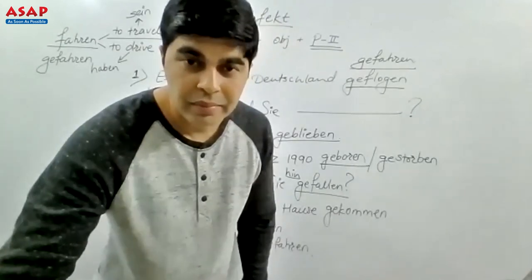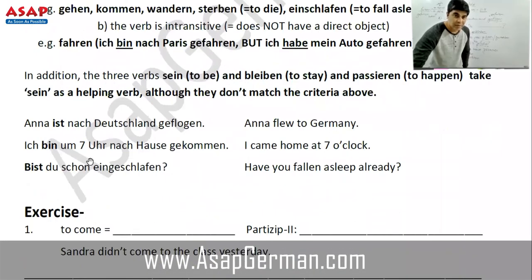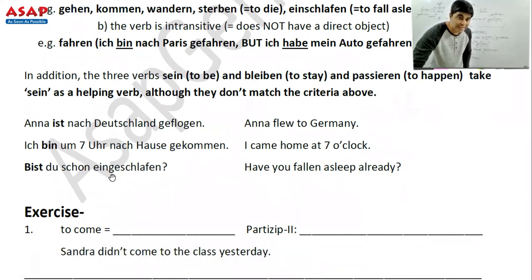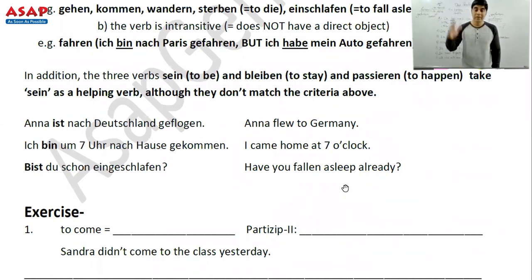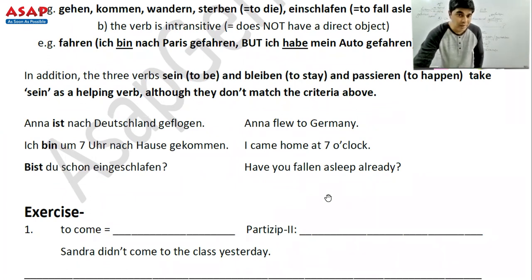Here, sein verbs. Anna ist nach Deutschland geflogen. Ich bin 7 Uhr nach Hause angekommen. Bist du schon eingeschlafen? See, eingeschlafen, have you fallen asleep already? So this is a sein verb. Okay, so how do you say, I got up at 7 o'clock?